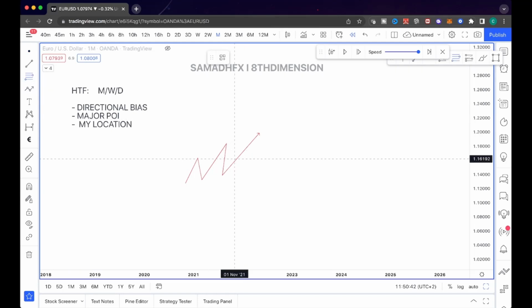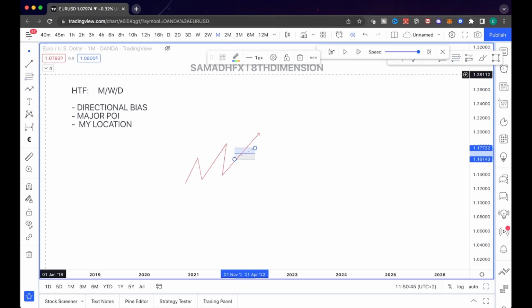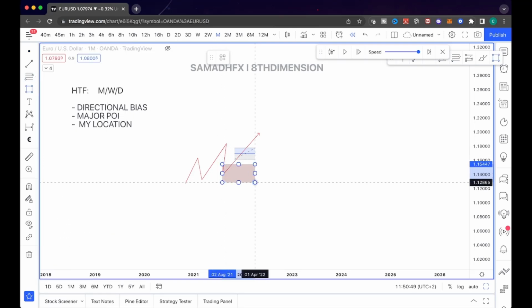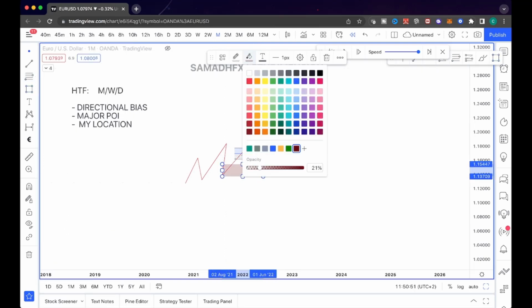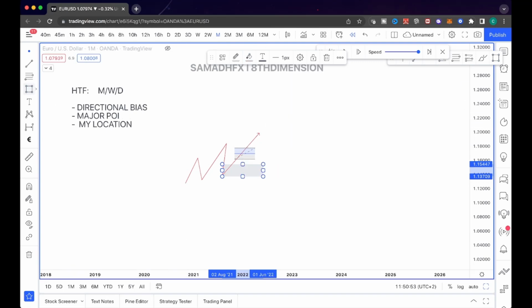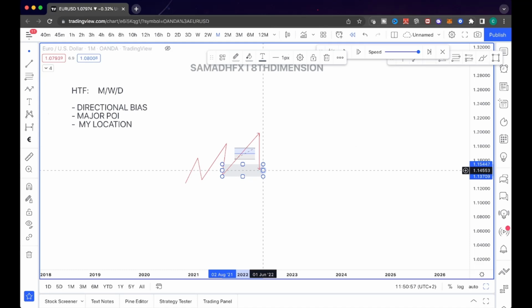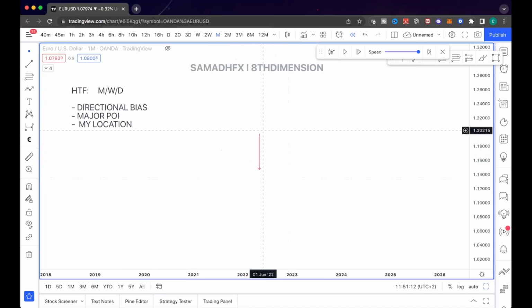So again, for example, imbalance and demand. And once the price taps into this level, I can look for intraday POI because now I can look for continuation. I can refine my level. Okay, so this is the first thing to understand.